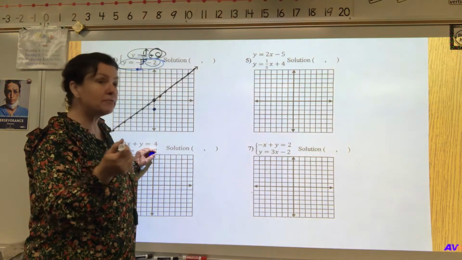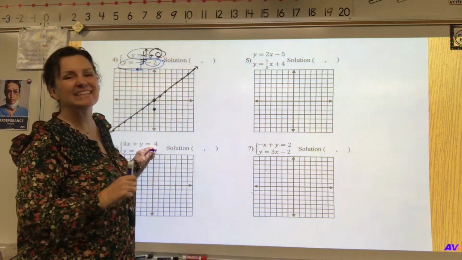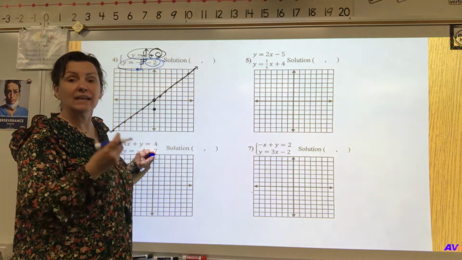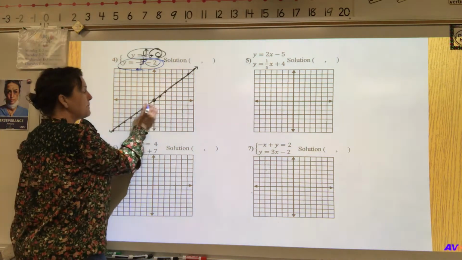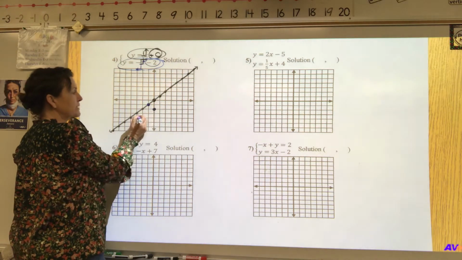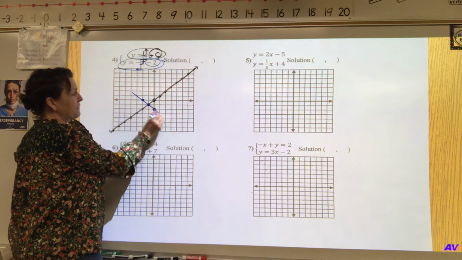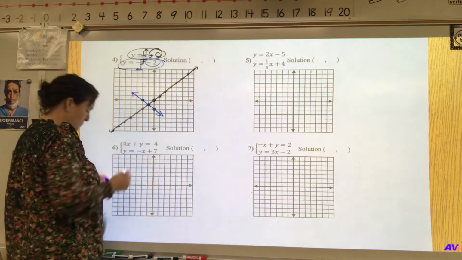Why did it go to the left? Right, it's a negative slope. So negative slopes are lines that lean to the left. So we're going to go up 1 and back. Oh, well, that was convenient. Instantly, we found our intersection point.